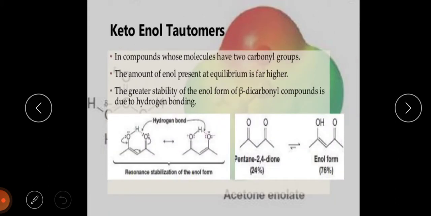In compounds whose molecules have two carbonyl groups, also known as beta dicarbonyl compounds, the amount of enol present at equilibrium is far higher. For example, we can see in pentane-2,4-dione, the keto form is 24%, but its enol form is 76% in ratio. The greater stability of the enol form of a beta dicarbonyl compound is due to its hydrogen bonding and can be attributed to resonance stabilization of the conjugated double bond in a cyclic manner.